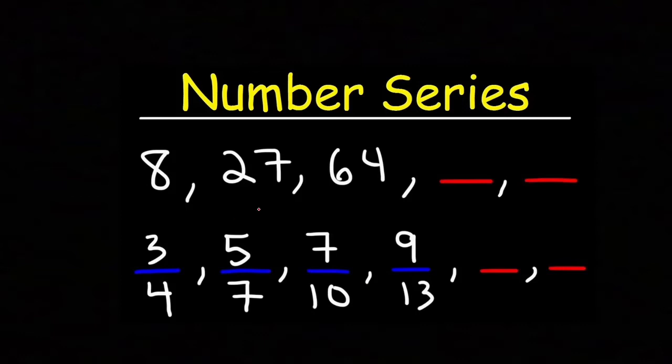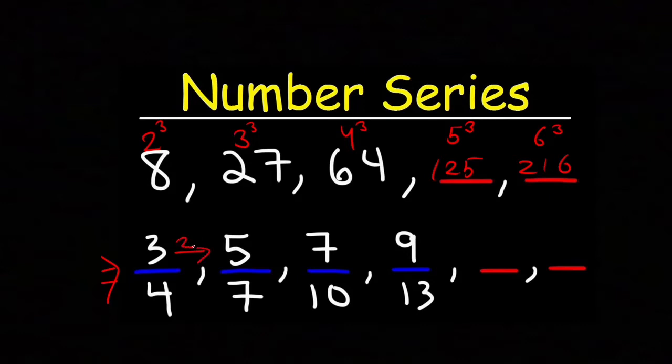If you look at this number series, this is 8, this is 27, this is 64. You can predict what the next number is. This is the cube of 2, this is the cube of 3, and this is the cube of 4. So this will be the cube of 5, which means 125, and hence this will be 216, the cube of 6. The difference between the numerators in this series is 2. 3 plus 2 is 5, 5 plus 2 is 7, and 7 plus 2 is 9. So this will become 9 plus 2, which means 11, and this will become 11 plus 2, which means 13.